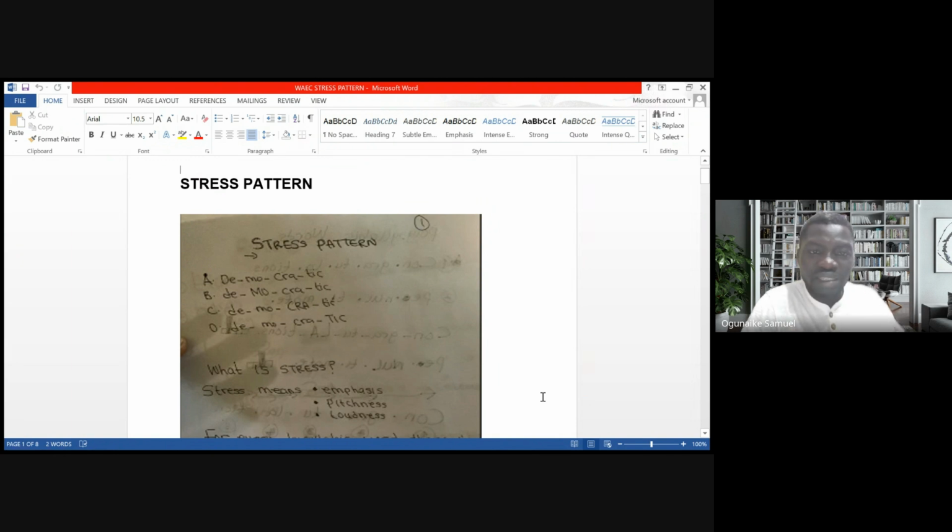Now, stress pattern, you're familiar with this question type. Here is an attempt to stress the word democratic. Democratic is the adjective or the adjectival form of democracy, which we're very much familiar with. The first option says, why not stress the DE? The second one says stress the MO. The third one says stress the CRA. And the fourth one says stress the TIC. Only one of them is correct.